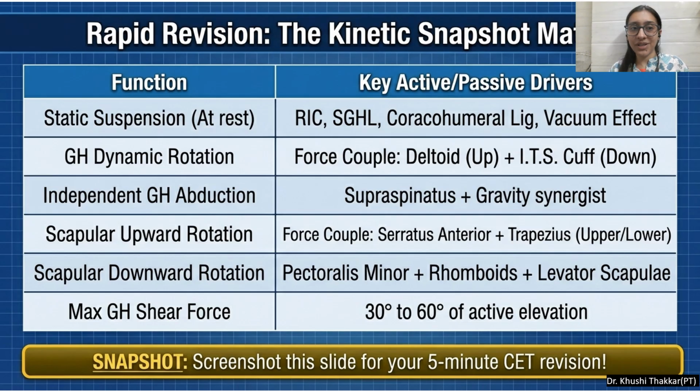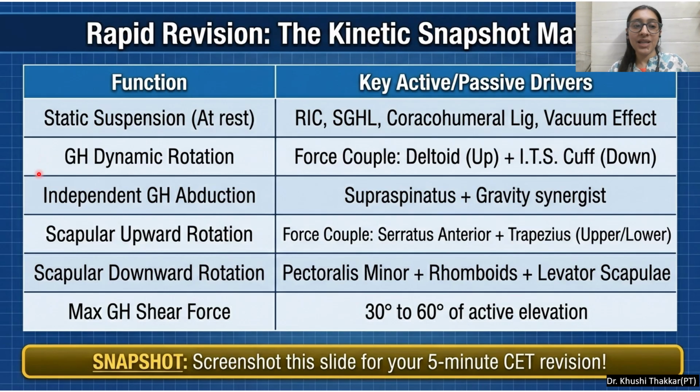Quickly snapshot this matrix 2 of revision again for your CET quick revision. Every structure has certain function which I have listed down here. So first comes the static suspension at rest which is provided by the rotator interval capsule, the superior glenohumeral ligament, the coracohumeral ligament and the negative vacuum pressure created by the labrum and the capsule. Next comes the glenohumeral dynamic rotation, which is mainly provided by the force couple of the deltoid and ITS, which provides a downward translatory component which helps offset the high superior translatory component of humerus, preventing impingement.